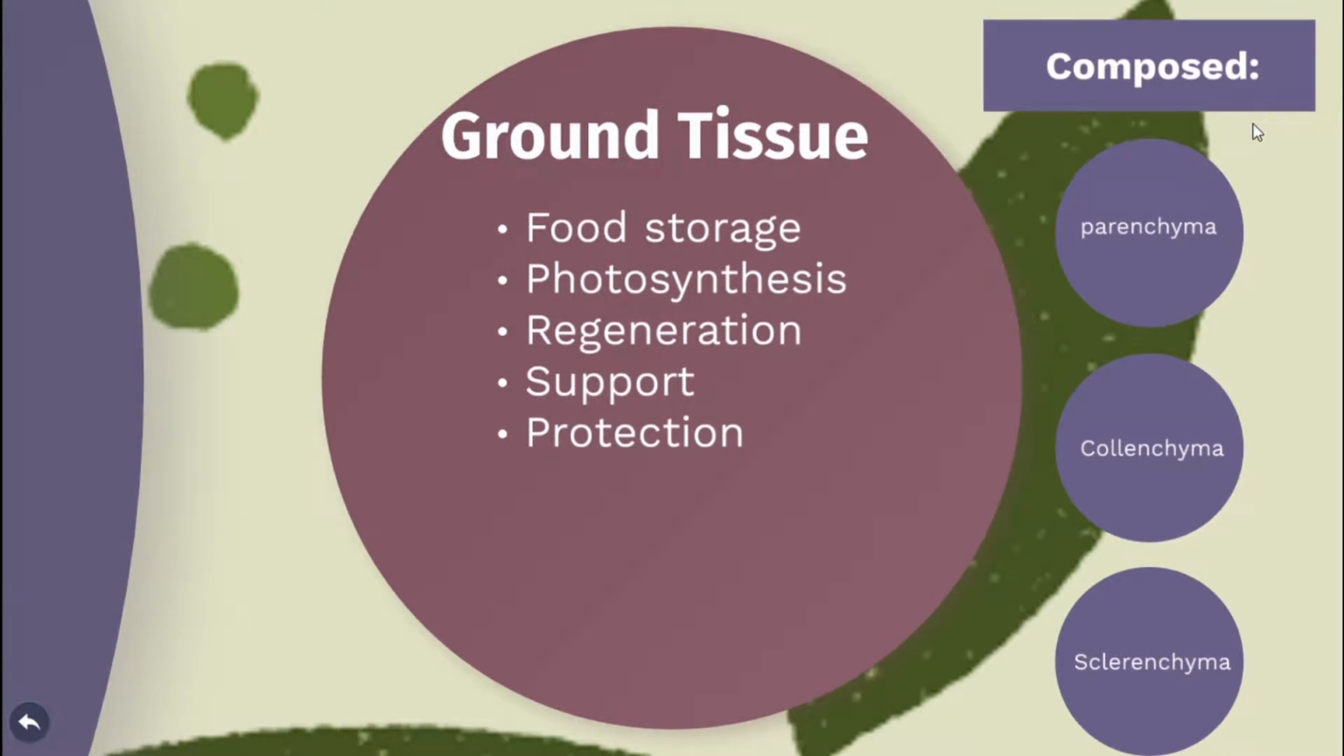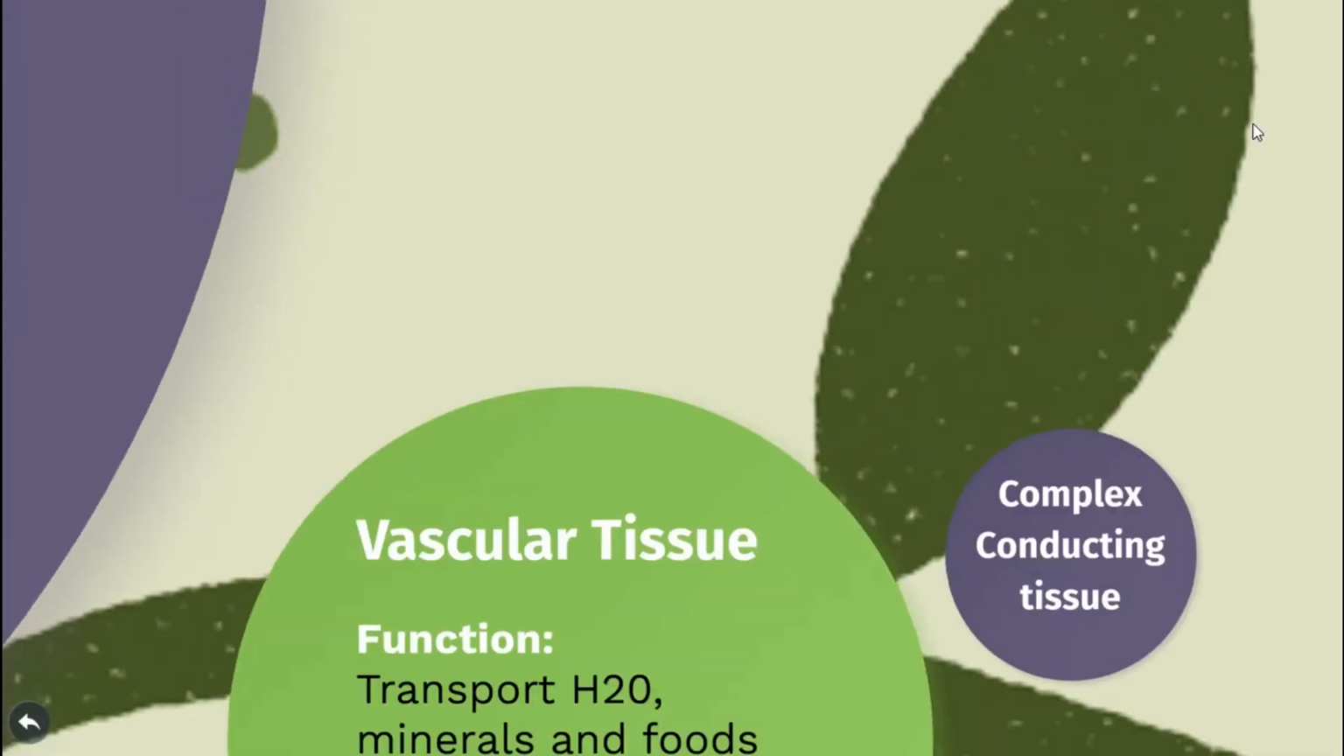Ground tissue acts as food storage from the product of photosynthesis. It also plays a part in the whole photosynthesis process. Other than that, it helps in regeneration of new plant tissues. Ground tissue also supports the plant structure and gives protection from natural disasters such as strong wind. The components of ground tissue are parenchyma, collenchyma, and sclerenchyma cells.